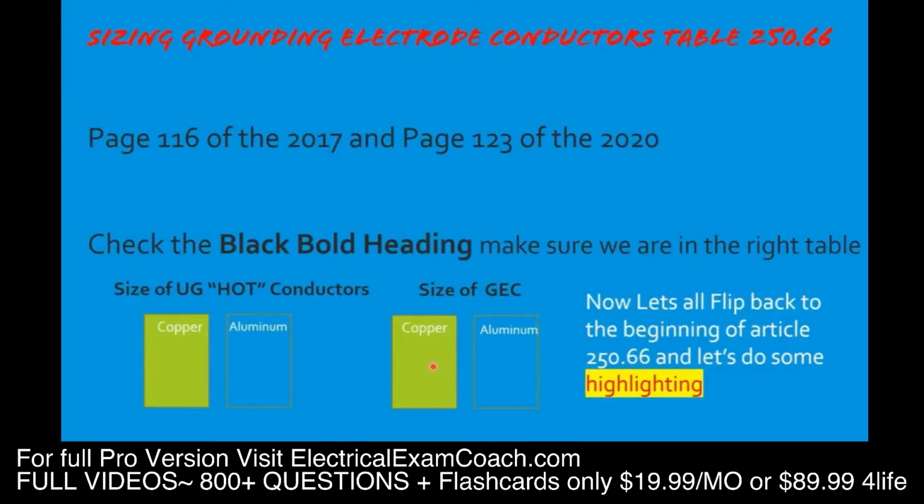And I want you to highlight the words concrete encased electrode in the black bold heading of part B. Then when you're done with that, I want you to go down to the bottom of that paragraph and highlight 4 AWG copper. Then we're going to go to part C. And I want you to highlight the words ground ring.